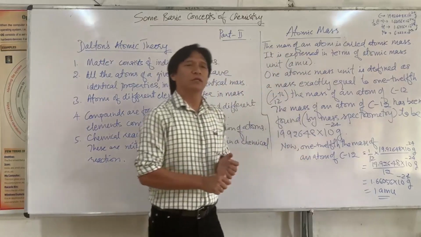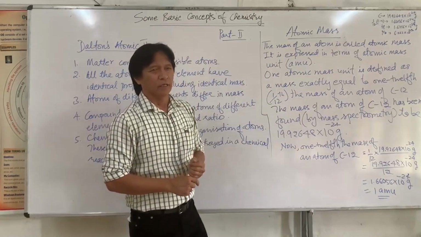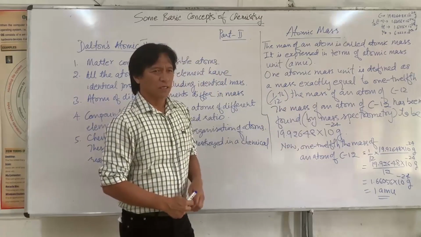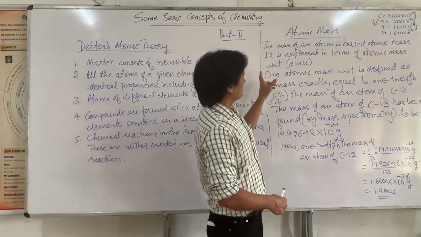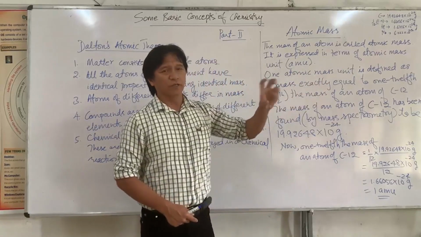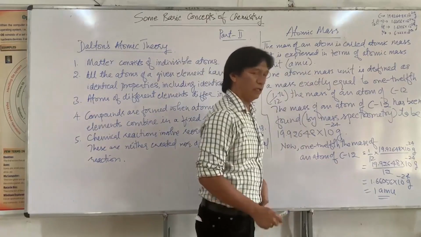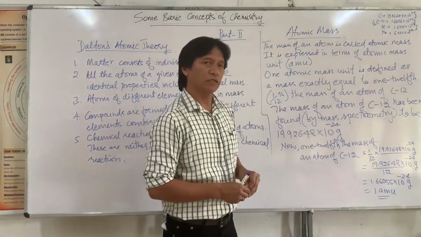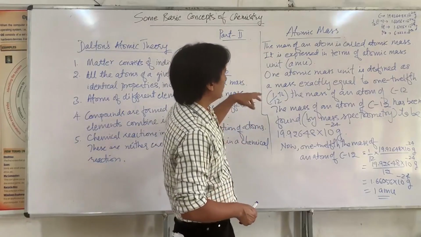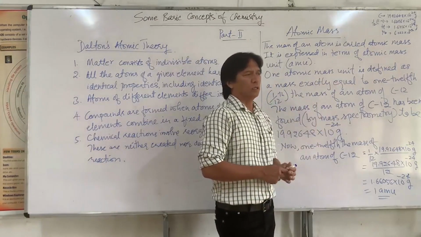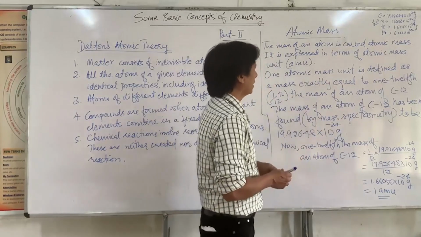Now, let us see what is this atomic mass. The mass of an atom is called its atomic mass, and the mass of an atom is expressed in terms of atomic mass units, and it is denoted by AMU. AMU stands for atomic mass unit. Now let us see what is this one atomic mass unit.